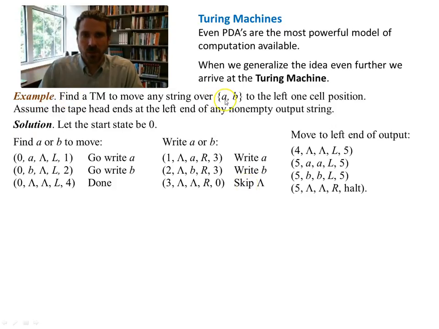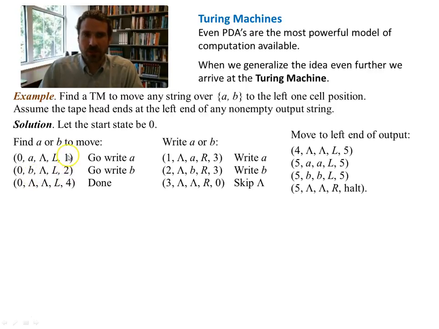All right, so now we want to move a string to the left by 1 position. So we're going to say that we end at the left end of a non-empty output string. So start state's going to be 0. So we start here, and then we have to go find the A or the B. So if it's an A, we go to state 1. If it's a B, we go to state 2.